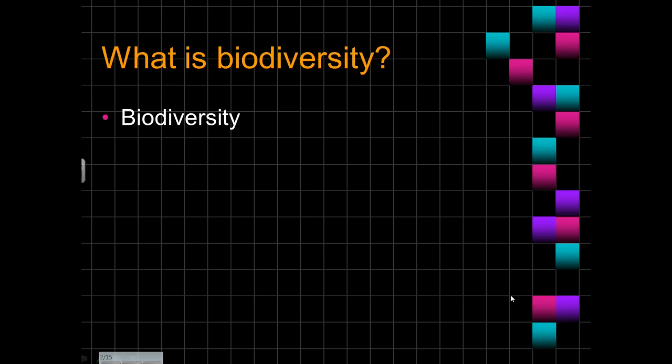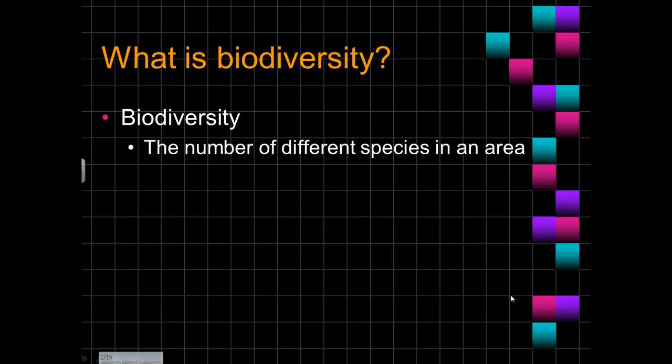What is biodiversity? You can sort of break the word apart, those of you that have gotten to be good at that, to help yourself understand it. Bio, of course, means life. So obviously we're looking at living things, and diversity means differences. So we're looking at differences in life. When we talk about biodiversity, scientifically speaking, we are talking about the number of different species in any area.